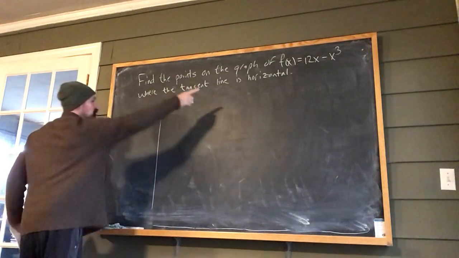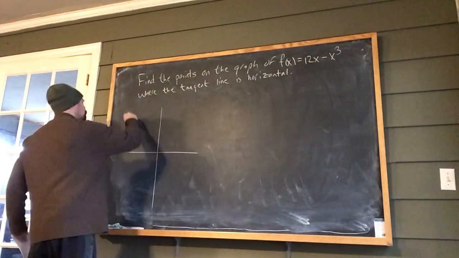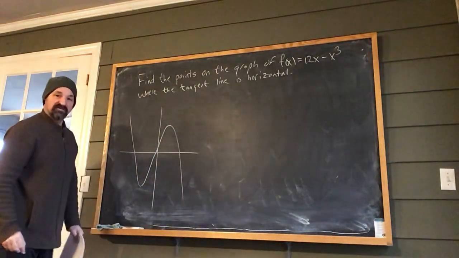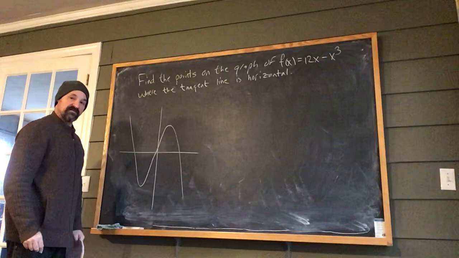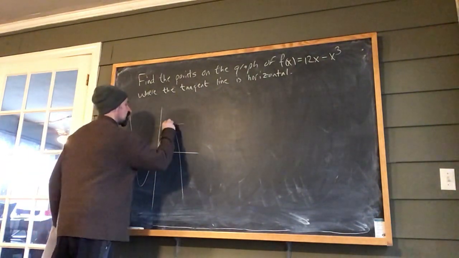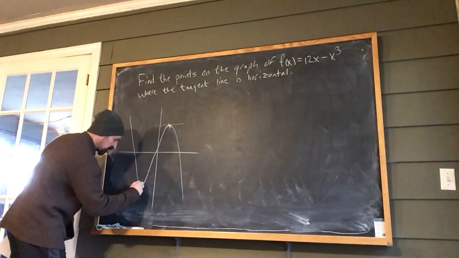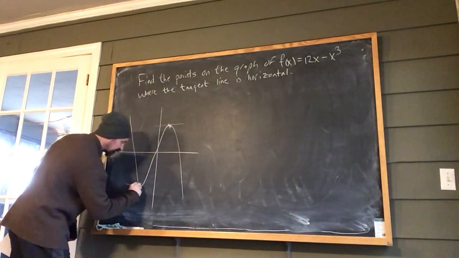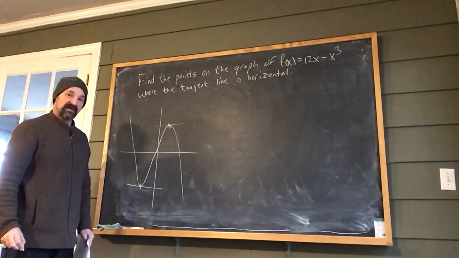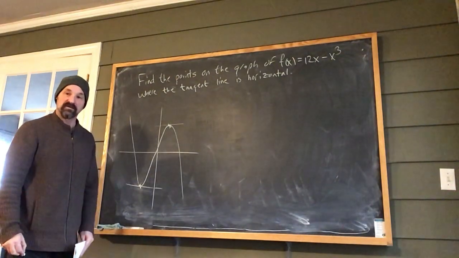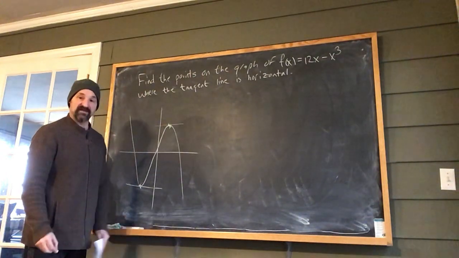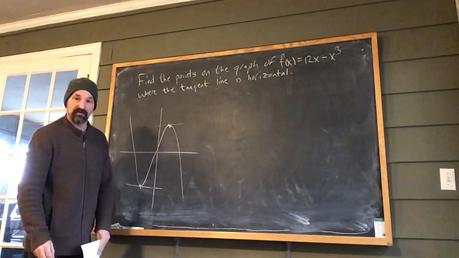If you went into Desmos or did this by hand, you're going to see something that looks like this. And so the question says, where on this graph is the tangent line horizontal? Well, I can see here's a tangent line that's horizontal right here at this point, and there's one over here at these turning points. The tangent lines are horizontal. And so to find those points, I need to set the derivative equal to 0. Because the derivative gives me the slope of the tangent line, and if it's horizontal, it has slope 0.